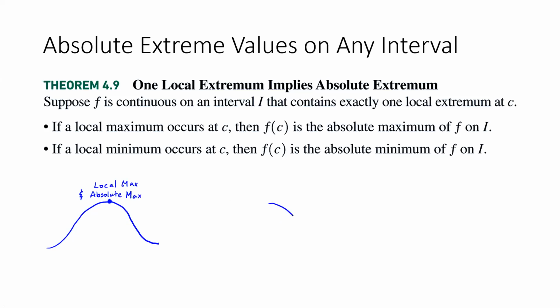Or similarly, if I have a function that has only one local minimum, so it's only got one point where we know it changes from a negative slope to a positive slope, then that has to also be our absolute minimum. It's a local minimum and an absolute minimum.